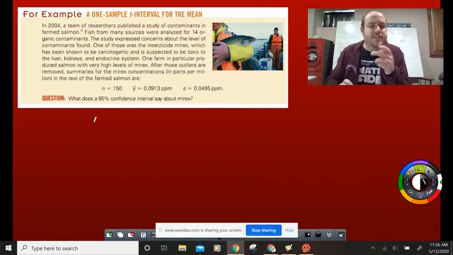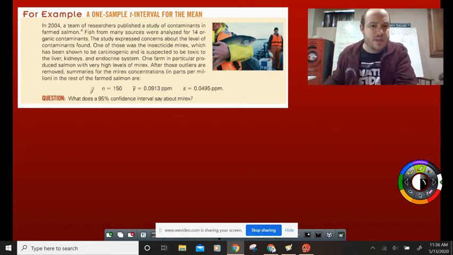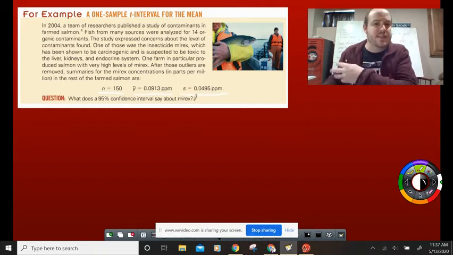All right. So what they gave us, the information at the bottom down here, is that the sample size they're using is 150. The mean of that sample was 0.0913 ppm, which is parts per million. And the standard deviation of the sample was this right here. And it wants us to create a 95% confidence interval about the murex in this salmon.